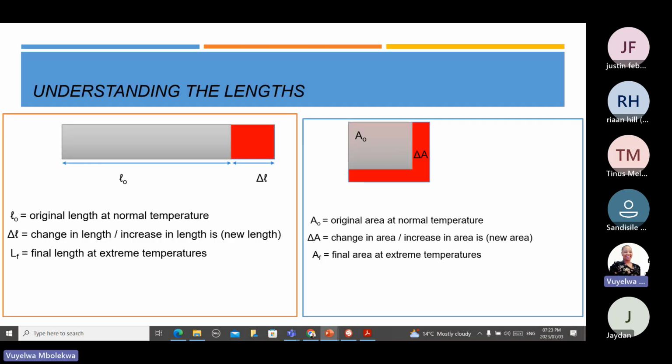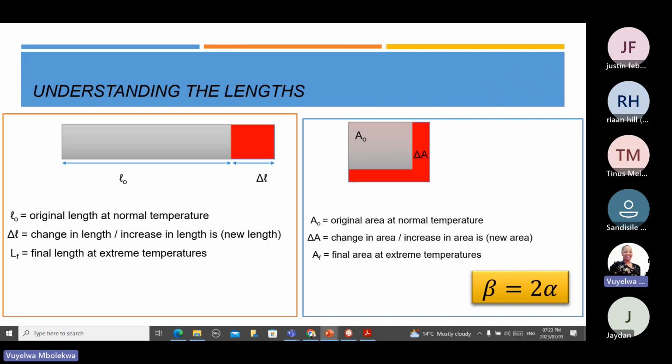And the key thing with expansion is to understand, because with linear expansion, you're going to end up with 3 lengths. It's going to be the original length, how much it increases by, and what is the total length while the temperatures are still in extreme, whether extremely high or extremely low. Same with the area. You've got your original area, the area that it increases by, which is your change in area, and then your final area while your temperatures are still in extreme, whether extremely hot or extremely cold. Just remember your coefficient for area is twice the one for linear.